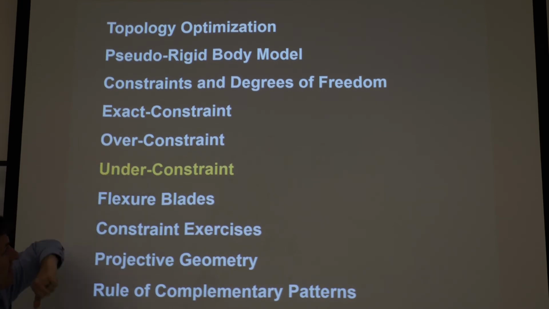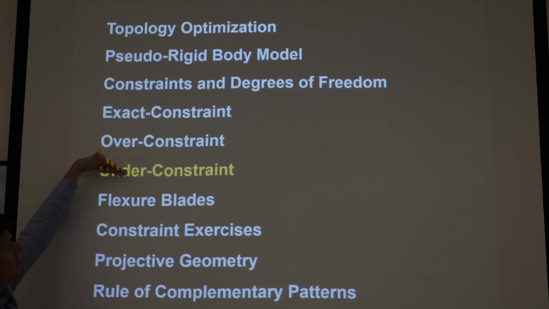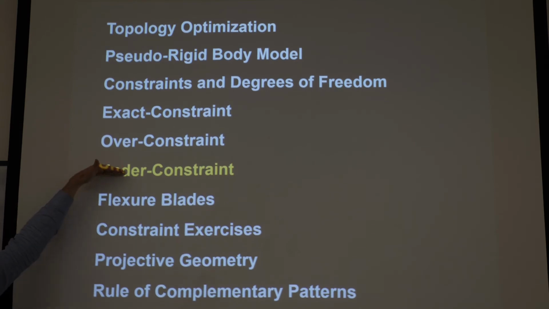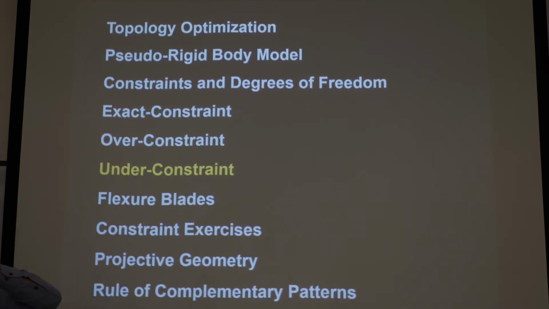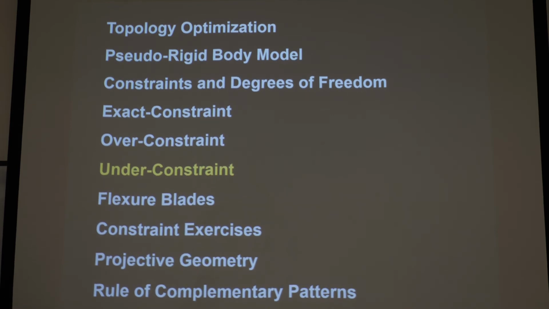This one is a totally different concept. Okay, you can be over-constrained and under-constrained. You can be exactly constrained and under-constrained. Okay, what you cannot be is under-constrained and not under-constrained. That's the opposite. You are either under-constrained or you are not under-constrained.